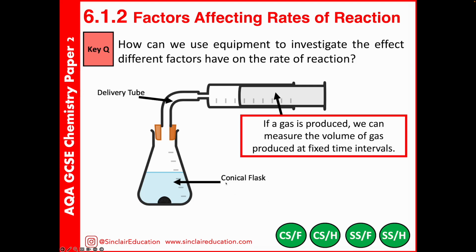So the idea here is that the volume of gas produced at a fixed time period will be our dependent variable. This is what we're measuring. There are loads of factors that we can change. We could change the concentration of the acid. We could change the temperature that we are having this reaction take place at.